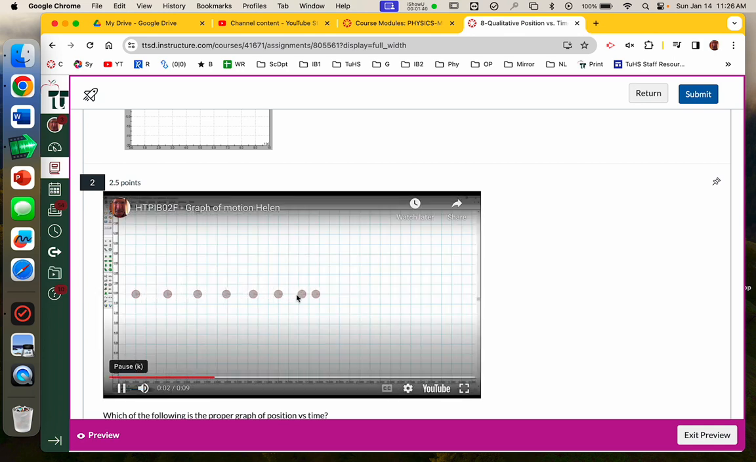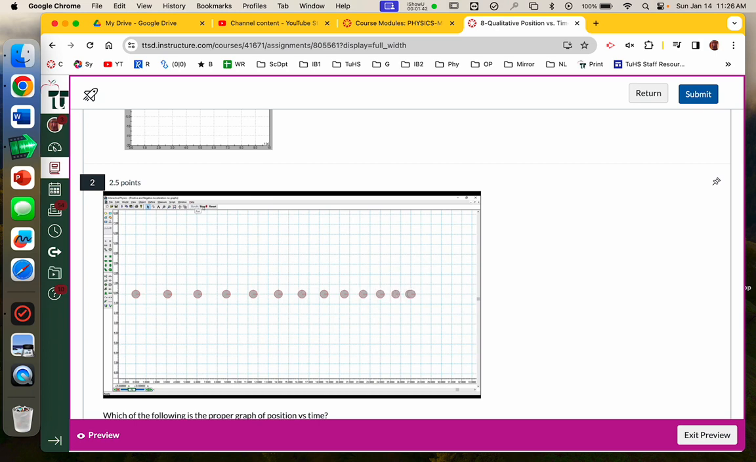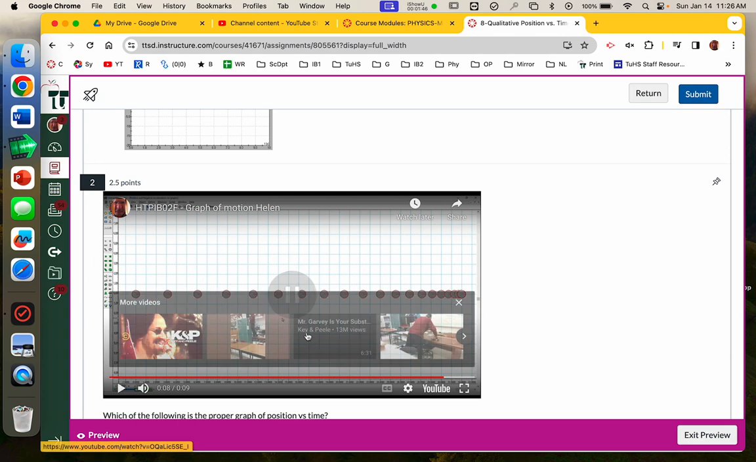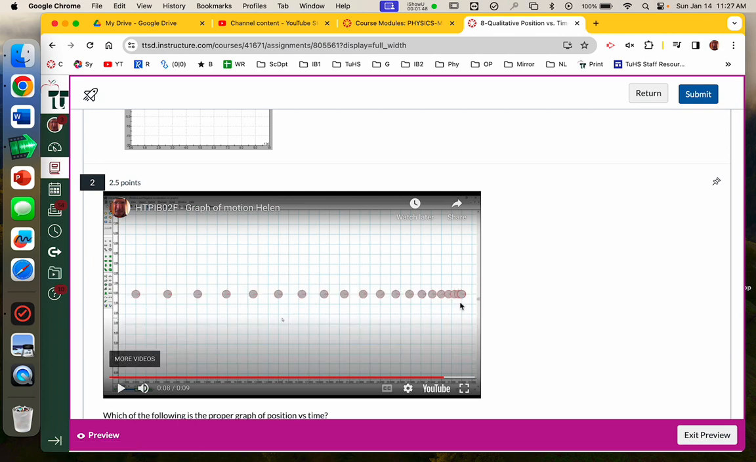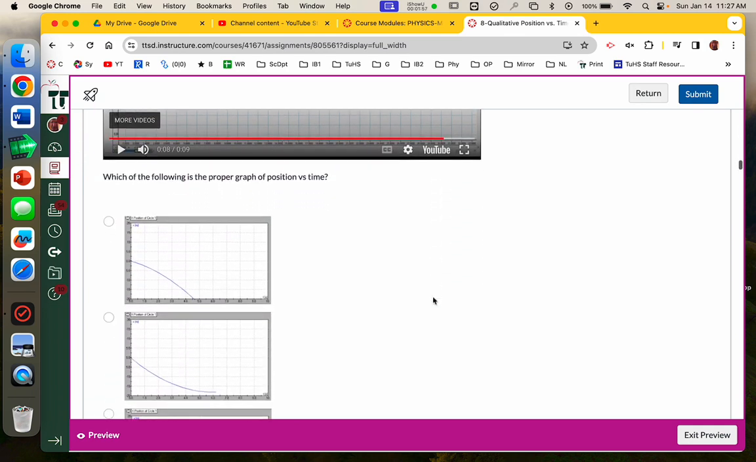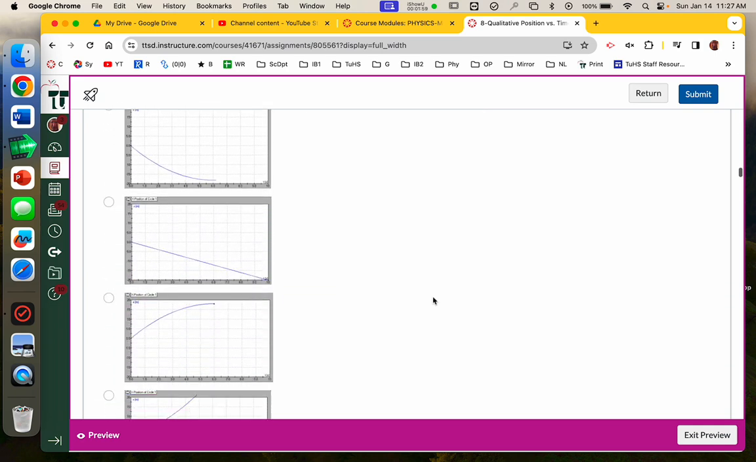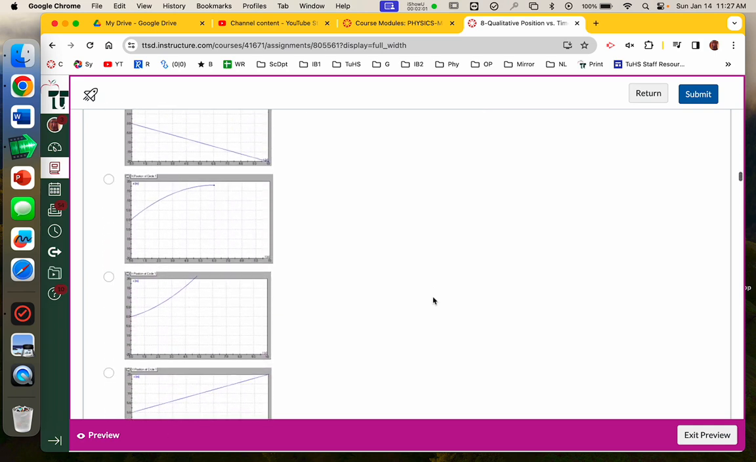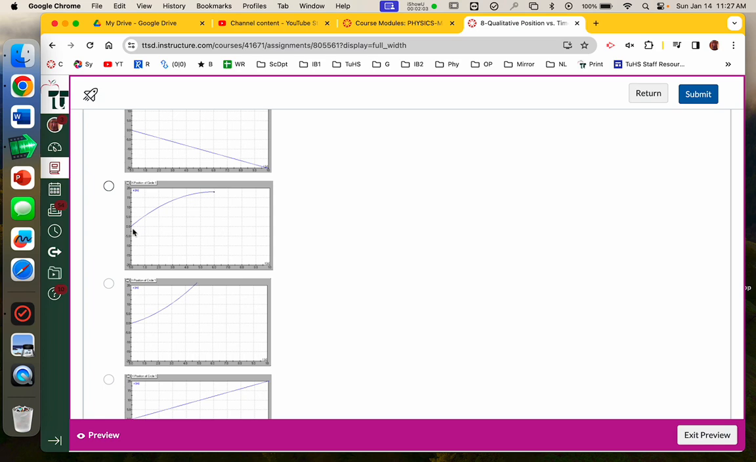Helen is moving to the right, but going slower and slower. Right? So what we're looking for is a graph that has a positive slope, but goes to 0. So quite a large positive slope. I think this is like the opposite of the one we just looked at. Oh, here we go. A positive slope and it goes to 0. All right, let's see if we got those two right.